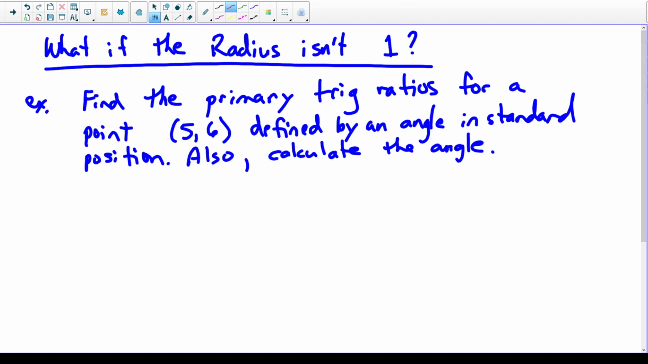What happens if our circle doesn't have a radius of 1? Before I answer this, I want to show you something. It says, find the primary trig ratios for a point (5, 6) defined by an angle in standard position. Just understanding that sentence demonstrates a level of understanding higher than what the average mathematics student would know. You have to know what primary trig ratios means, and what an angle in standard position means. Primary trig ratios just basically means cosine, sine, and tangent, in case you're not sure.